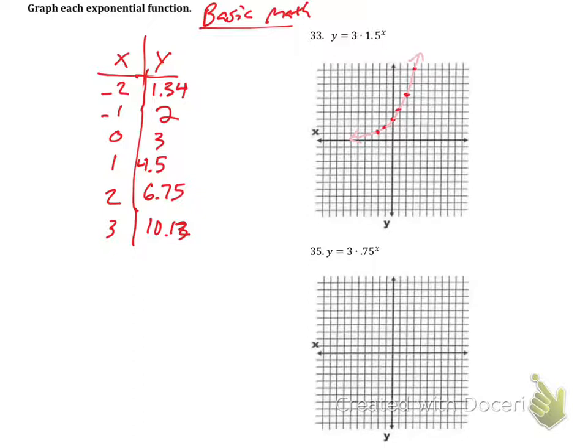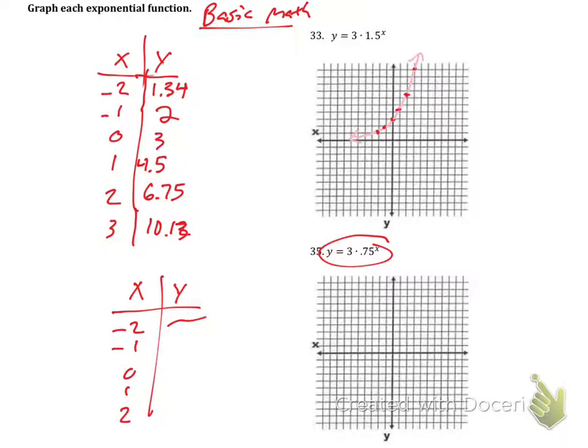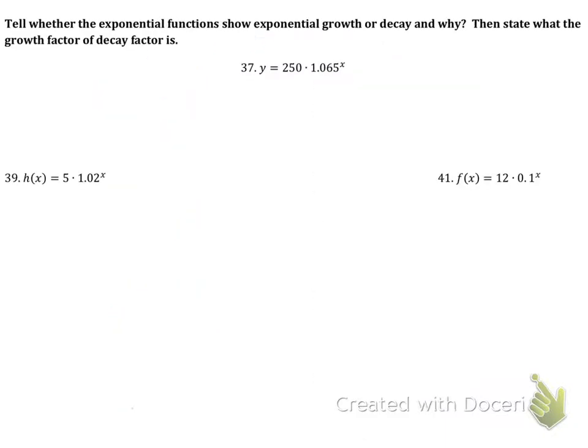For 35, just so this video isn't too long, just remember the XY chart. And we're going to do -2 through 3. So -2, -1, 0, 1, 2. We're going to do the same thing we just did, just calculator work. Plug in 3 times 0.75 to the -2nd, and then write that here. Then we graph it, and for 35, what our graph is going to look like is something like this. So make sure your graph looks something like that.